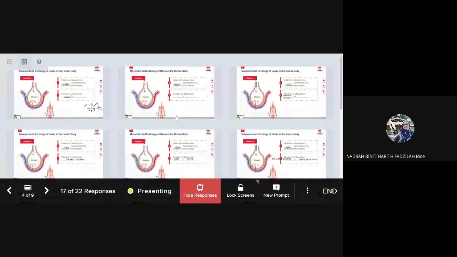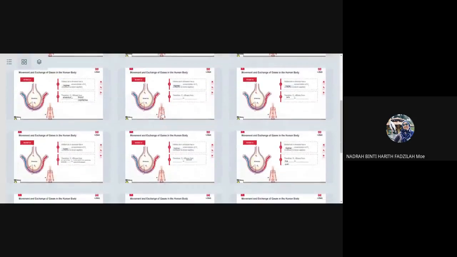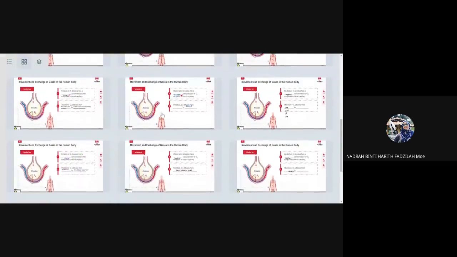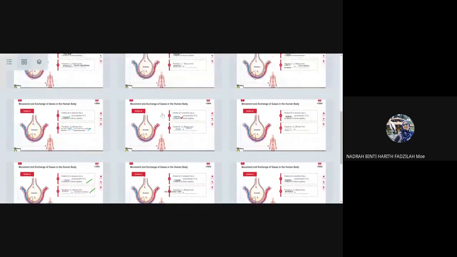Okay, so mari cikgu-cikgu kita tanda. Okay, inhale air in alveolus has a higher or greater concentration of oxygen. Tolong bagi right. Okay, kita gunakan perkataan tinggi, higher atau greater. Good cikgu-cikgu. And then cikgu-cikgu, therefore oxygen diffuses from alveolus to the blood capillary. From alveolus to the blood capillary.